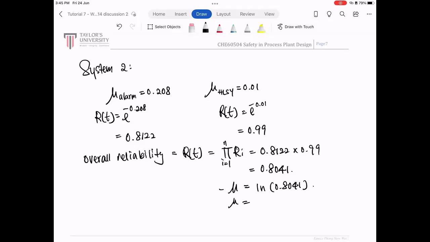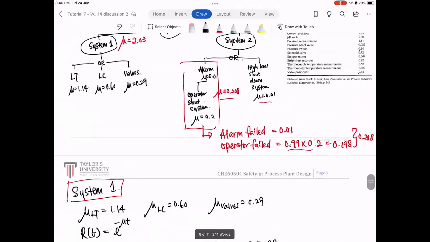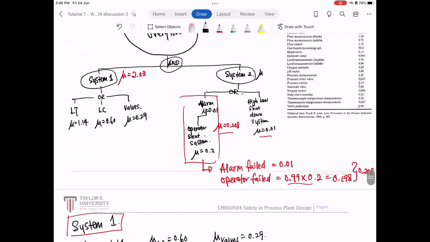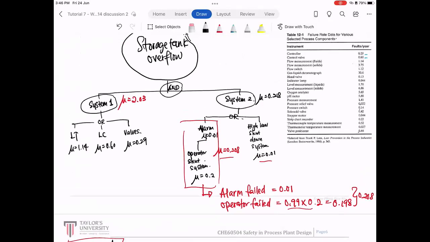Okay, am I doing it correctly? So this will be 0.218. Okay, for system 2. Now system 2 here, our mu is 0.218. We need both systems to fail for us to have an overflow here, and this is an AND gate.